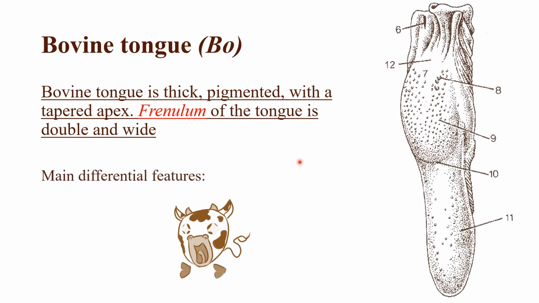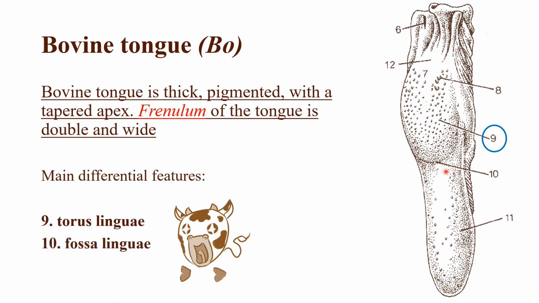And there are also some main features you can use to differentiate the bovine tongue from others in, let's say, your anatomy labs or just in general. So first, it has a torus linguae, which is like a mountain on top of the dorsum of the tongue, which would be right here. And next to that mountain is the fossa linguae, like a hole beside it. So think of it as a mountain and a lake next to that mountain.